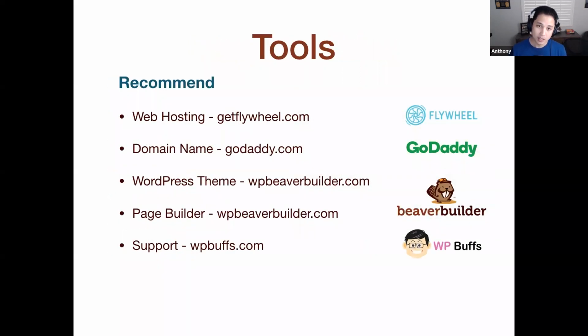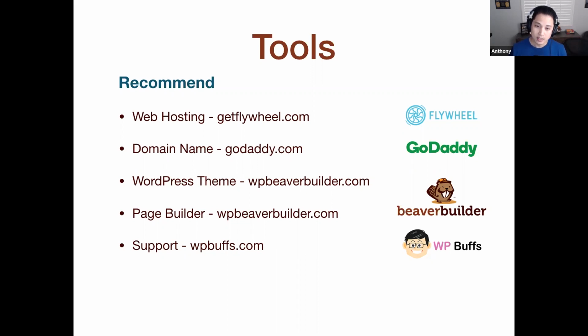And as I mentioned, if you don't have a website yet, or you are looking for some better tools and resources, you're going to need a couple foundation things. Number one, you need a good web hosting. You need to purchase a domain name, your .com name. You're going to need a WordPress theme. You're going to need a page builder, which we just talked about. And you'll probably need some ongoing WordPress support for maintenance and assisting you when you run into issues.